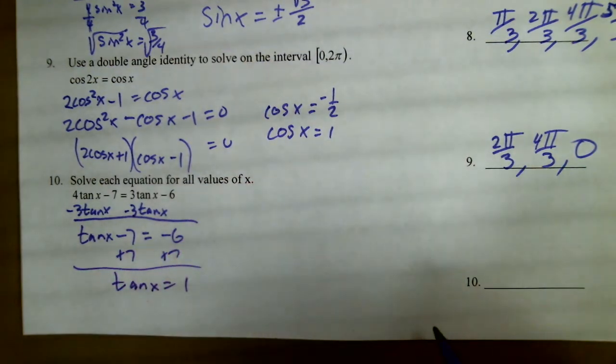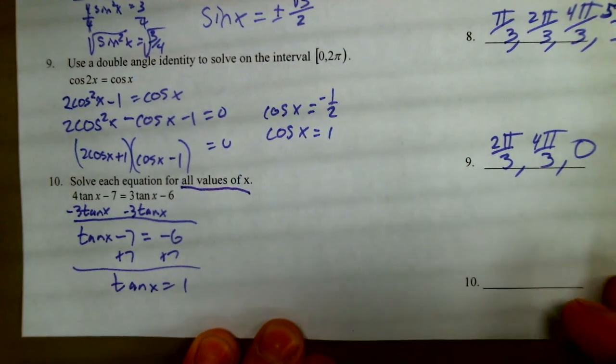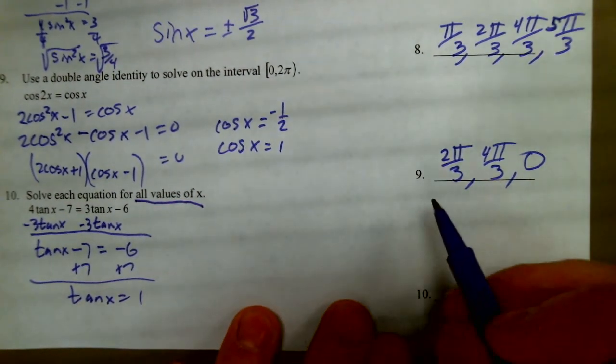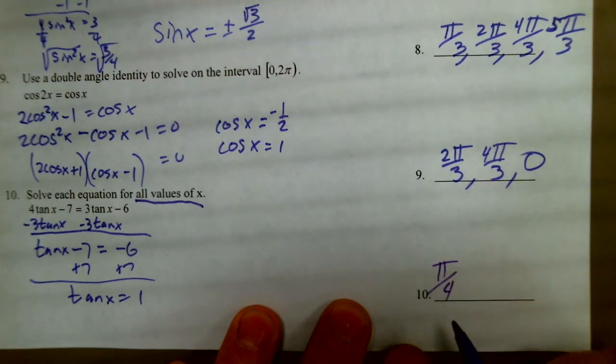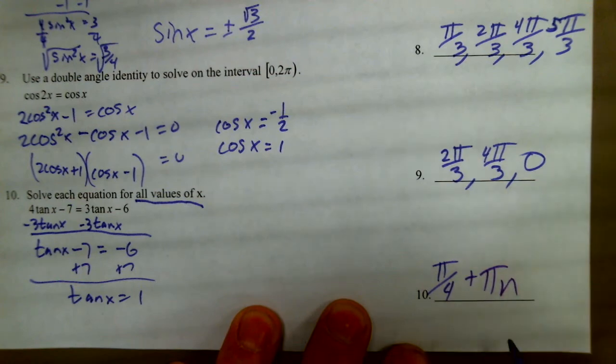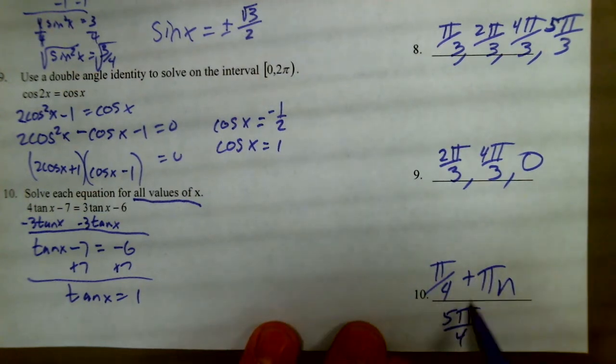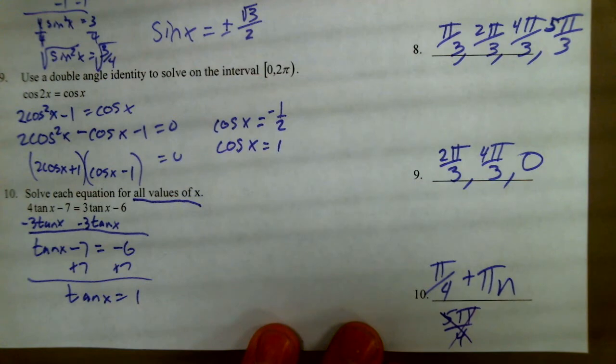Looking on my unit circle, notice it says all here. So I'm going to write my answer as if it's all. And I'm going to say it happens at pi over 4, and it's going to happen every pi after that, which would include the 5 pi over 4, which is on our unit circle, but this includes that, so I don't need to write that separately.